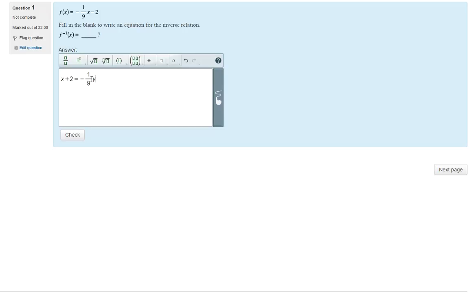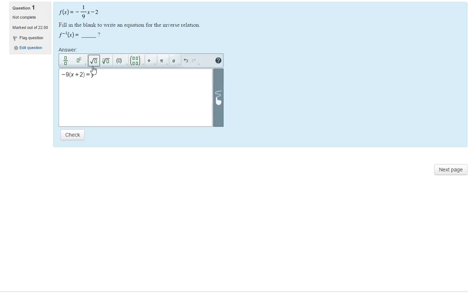Now to get the y by itself, we have to undo multiplying by negative 1/9. Well, we know that to undo multiplying, we usually divide, but we don't divide by fractions. Instead, we multiply by their reciprocals. So we're going to multiply both sides, which means I have to put the left side in parentheses because I have to multiply the whole thing by the reciprocal of negative 1/9, which is negative 9. That gives me my answer, y equals negative 9 times the quantity x plus 2.